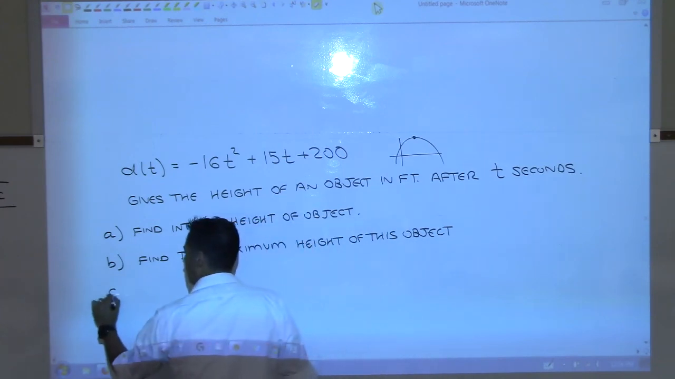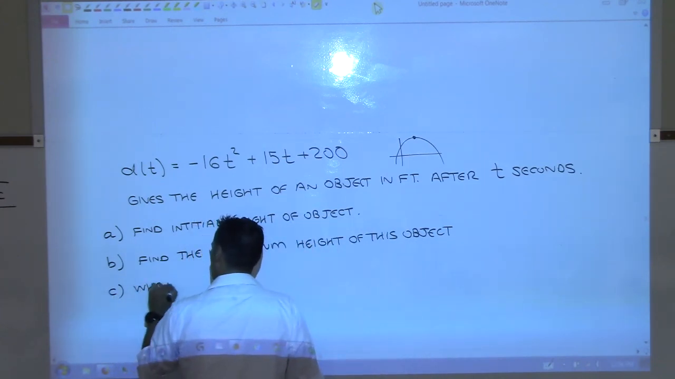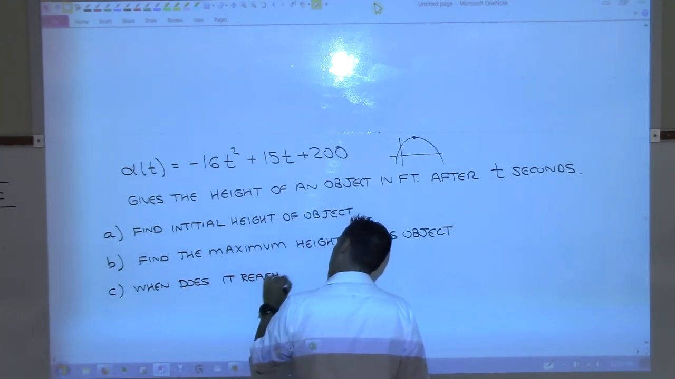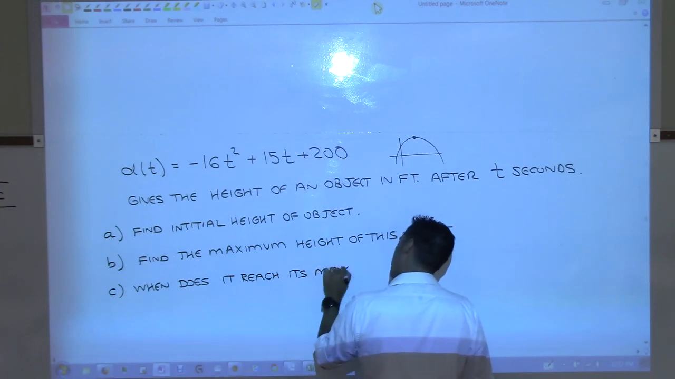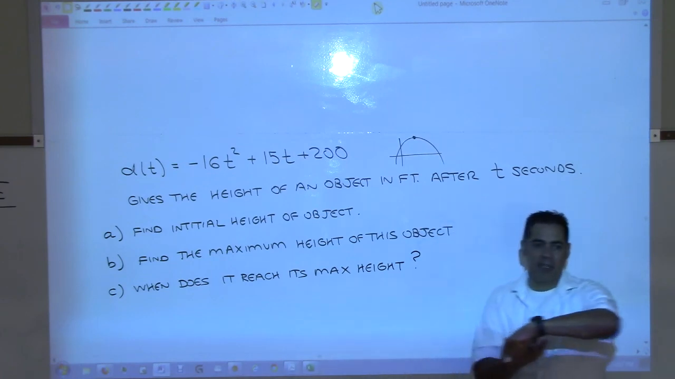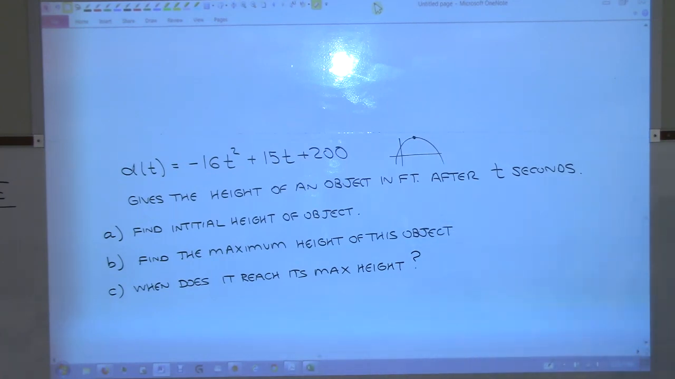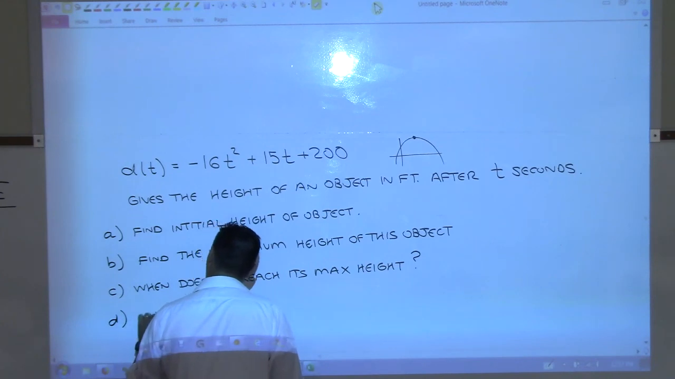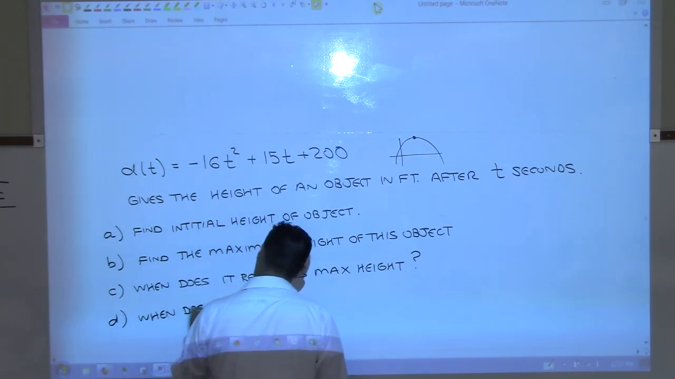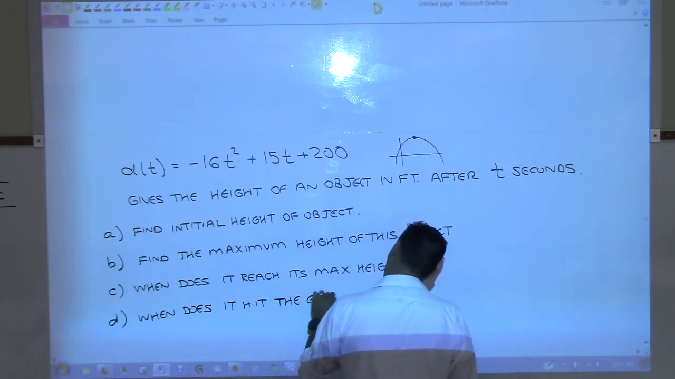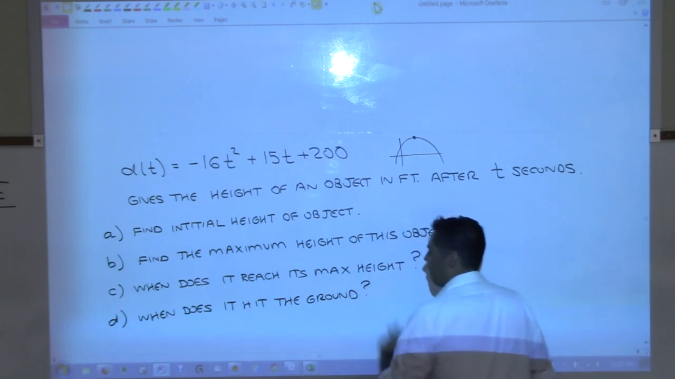Part C, when does it reach its maximum height? In other words, how much time does it take for this thing to reach its maximum height? And finally, when does it hit the ground? All right.